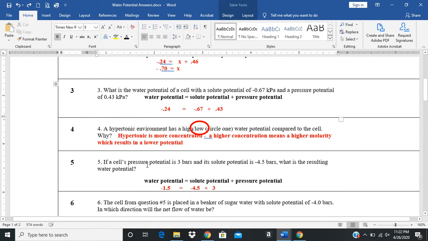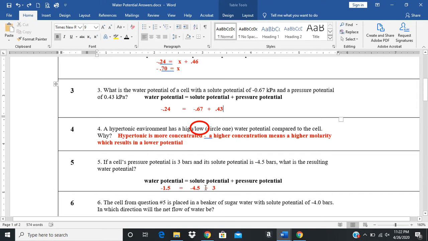All right, moving on to number five. Okay, so you have a pressure potential. It's 3 bars. You're adding that to negative 4.5. So when you take a negative and add a positive to it, you still have a negative number here because negative 4.5 is a very negative number. And so we're at minus 1.5 now. That's our water potential.